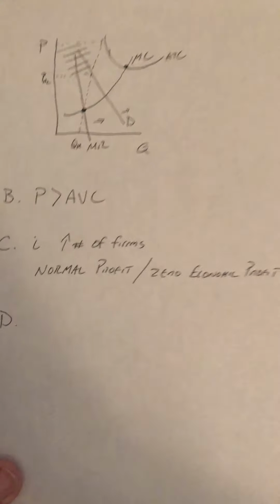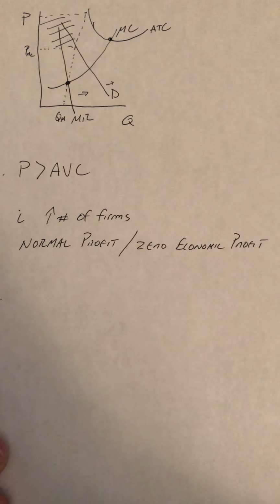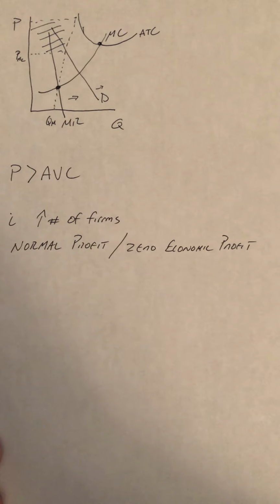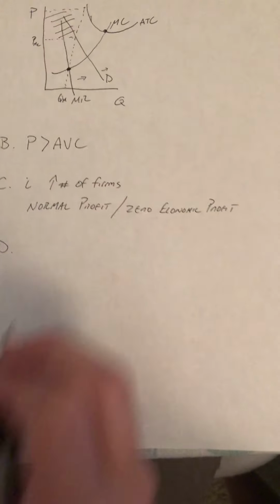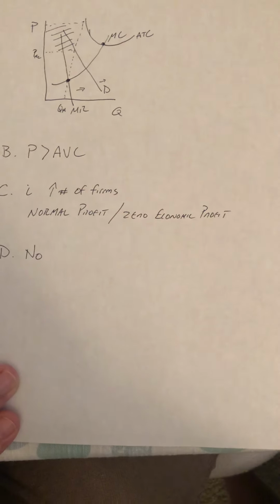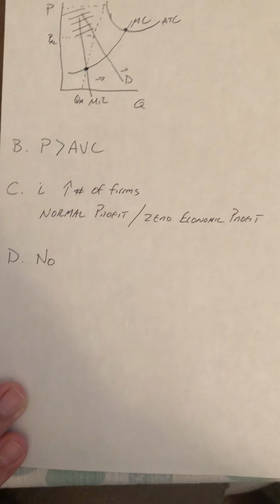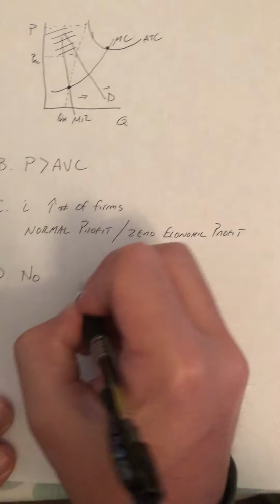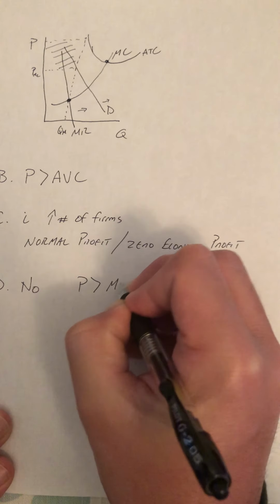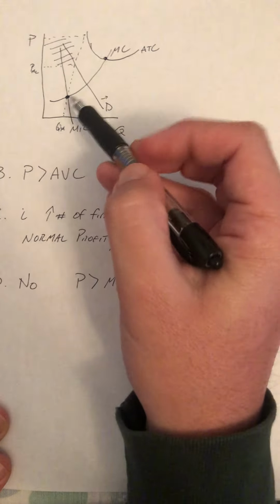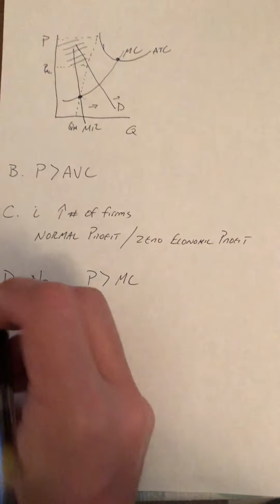All right, for letter D, in the long run, if the company continues to produce, will it produce at the allocatively efficient level of output? The answer is no. The reason is that they're acting like a monopoly. Monopolies are not efficient, or you could say that the price is greater than the marginal cost, because it's not charging this price right here.